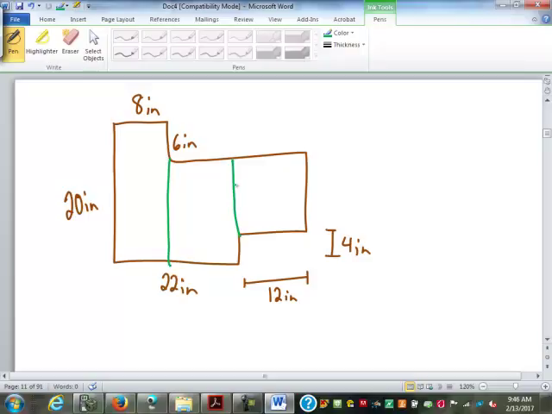Now, one of the first tricks in chopping these up is seeing how to chop them up. Now, there are other ways. We could have cut it sideways here. Would have worked just fine.